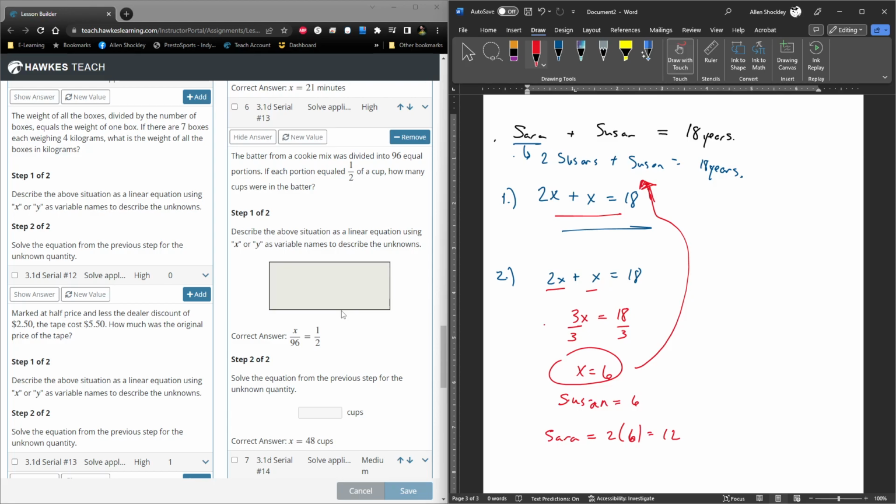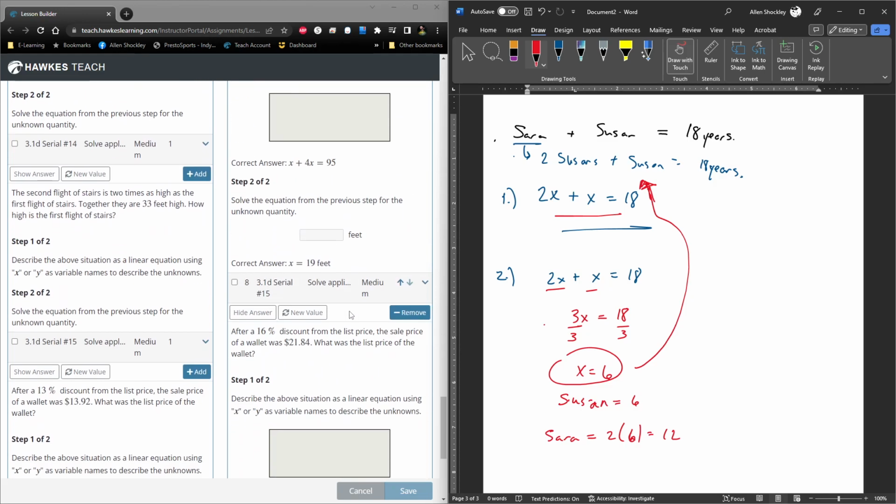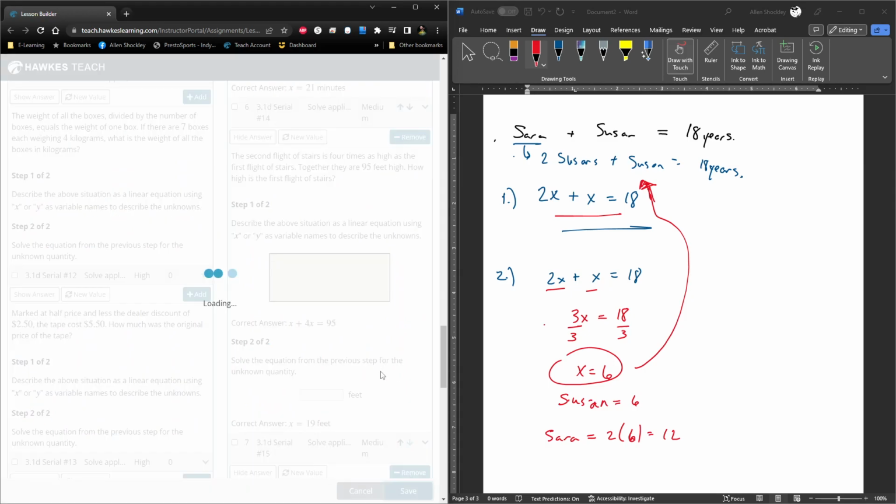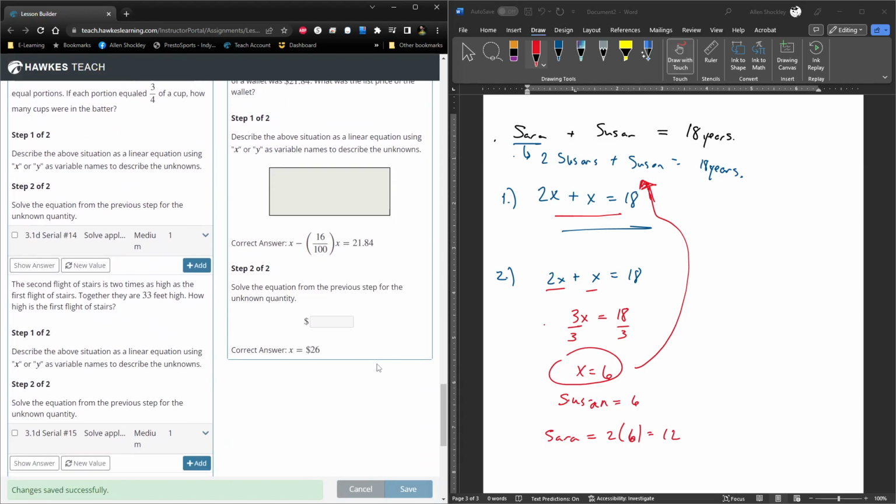Batter from a cookie mix was divided into 96 equal portions. Each portion equal to half a cup. How many cups were in the batter? Again, I will say that this textbook uses a lot of weird ways of rationalizing why this works. Honestly, we're just going to remove that question because I think it's dumb.